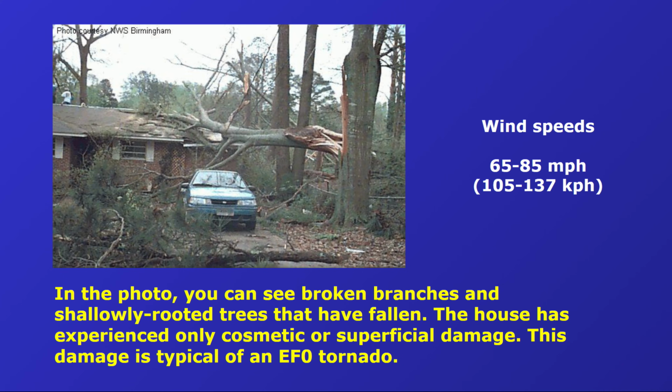The windows and doors aren't broken. They might need to have a new roof covering put onto the house, but there's only cosmetic or superficial damage, and that is the hallmark of an EF0. The wind speeds tend to go between 65 to 85 miles an hour. Over half of tornadoes fall into the EF0 category.